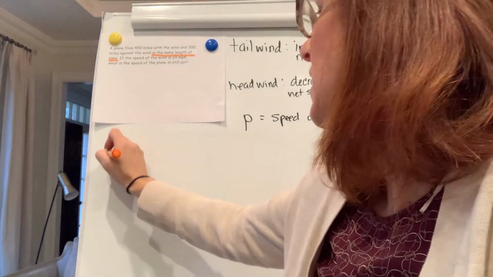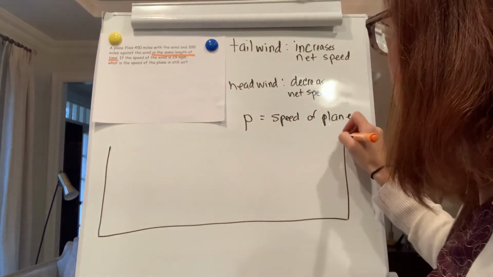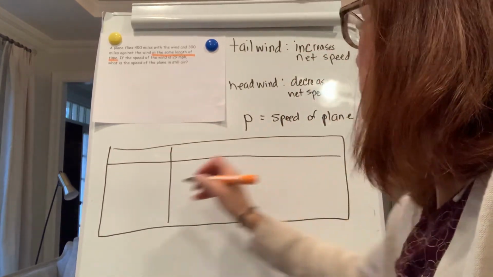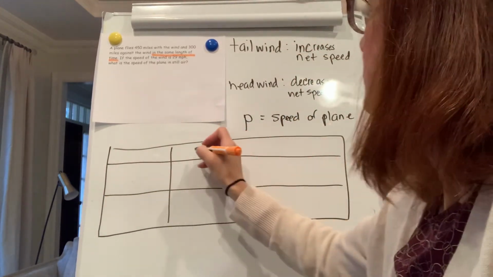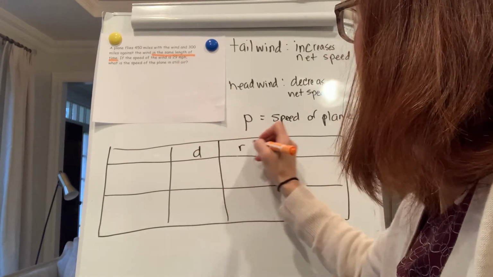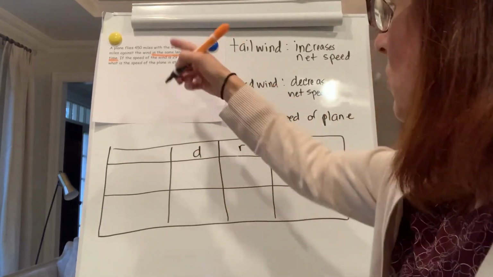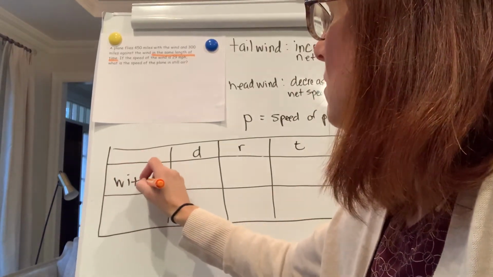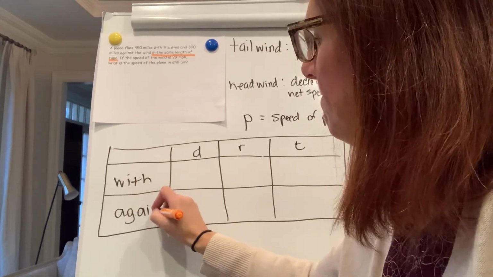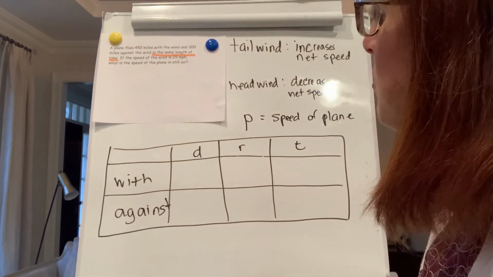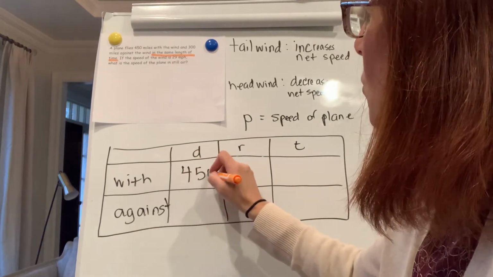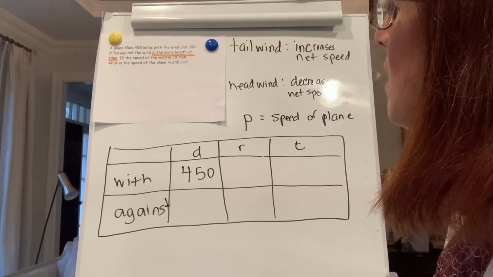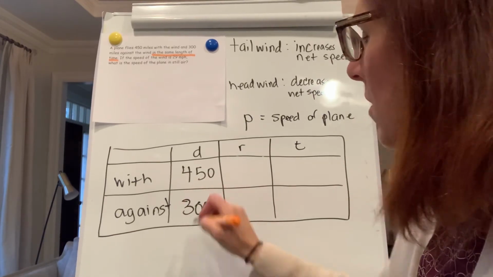Again, I'm going to make my table. It's going to be similar to my last table because I want the last column to be time, since I know the times are equal. So this is with the wind, and this is going to be against the wind. 450 miles with the wind and 300 miles against the wind.